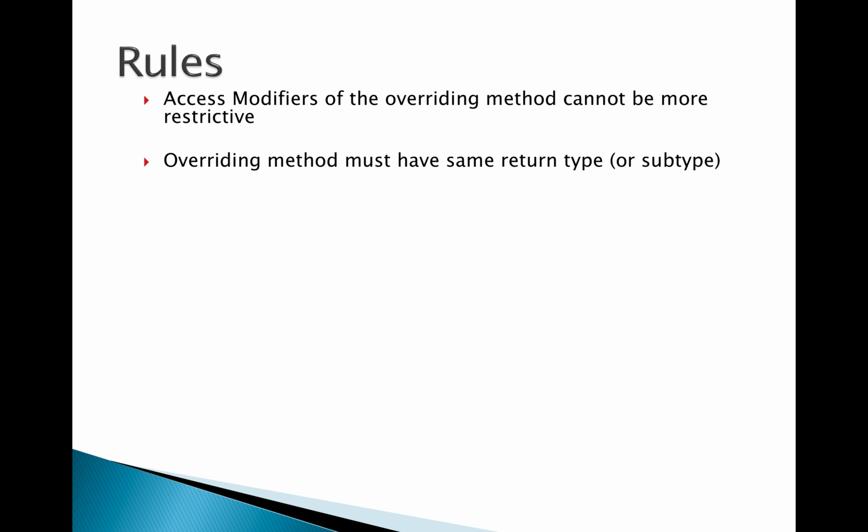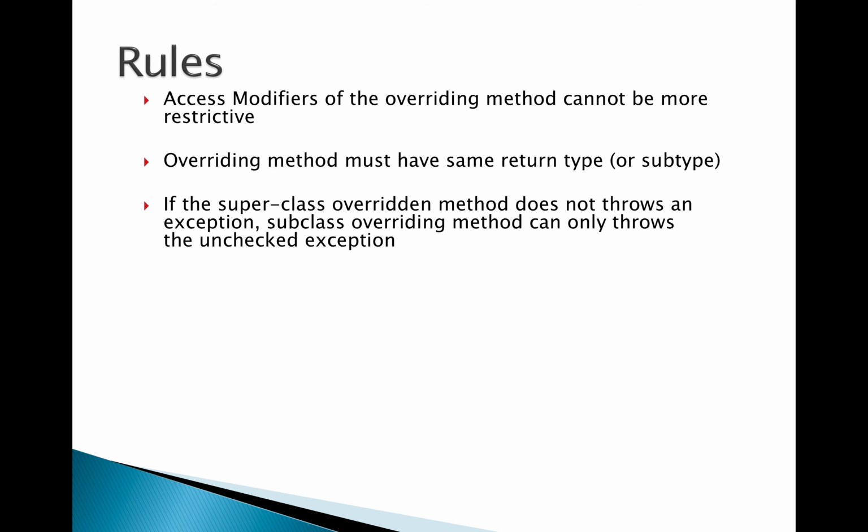The second rule is that the overriding method must have the same return type. That we already know. If the parent class has the return type void, the child class will also have the return type void. There is one variation to this from Java 5: they support covariant return types. Let's say the parent class method returns an Employee object. The child class can return the same Employee object, which is okay, but it can also return a Manager object, which is a subclass of Employee. That is allowed and is considered overriding.